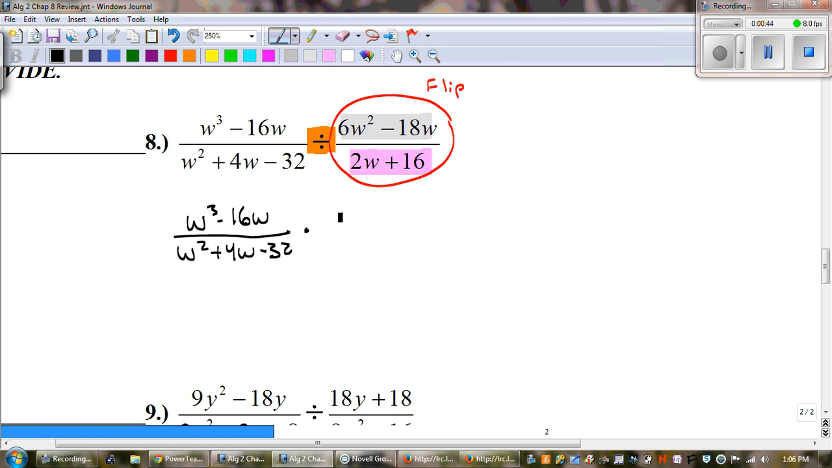But when we flip it and it changes to multiplication, we just have to keep track of which fraction goes where. So there you can see that we actually flipped them. All right, let's go ahead and start breaking these down.